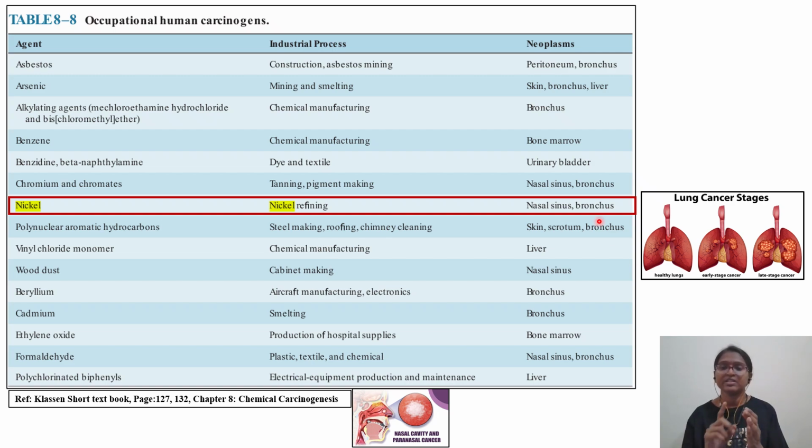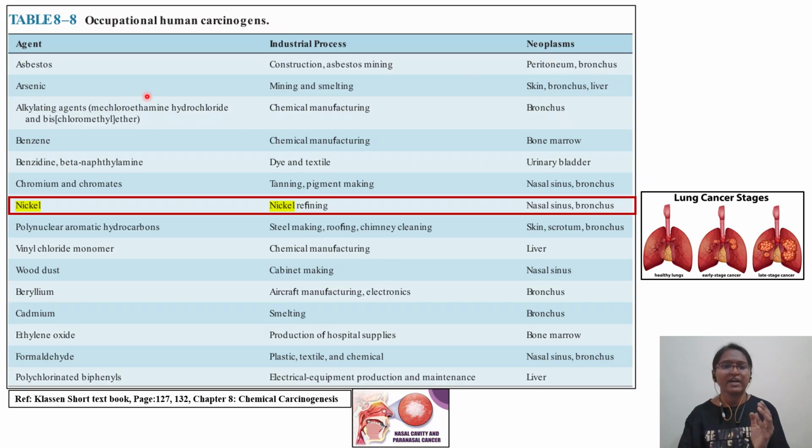See, not only that, small cell lung carcinoma is also associated with nickel exposure. So pause the video here. Also read about other agents like asbestos. They will frequently keep asking about asbestos, where the peritoneum and bronchus are associated with the cancer.